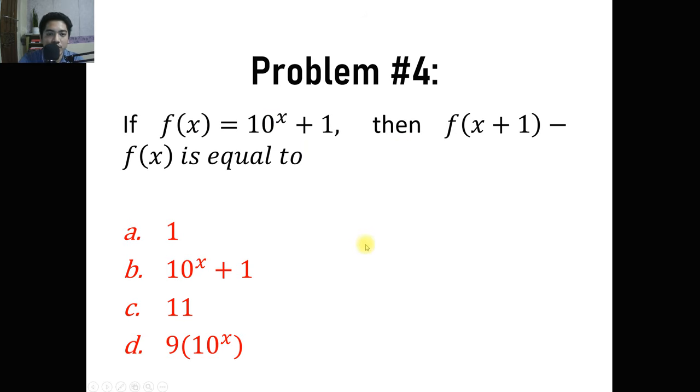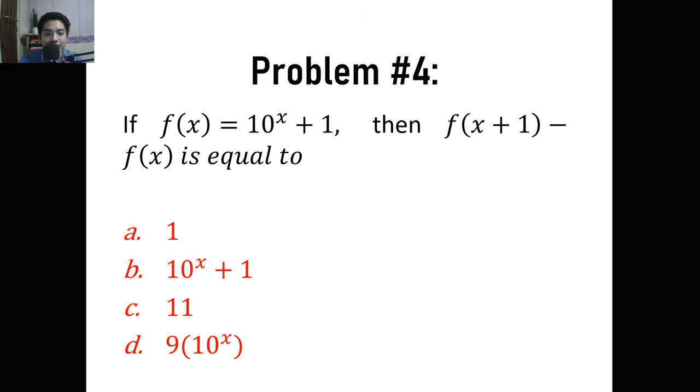So in order for us to calculate this problem using the calculator, what we are going to do is assign a value of x so that we can compute the numerical value of f of x plus 1 minus f of x. And whatever x we use in getting the value of f of x plus 1 and f of x, we're going to substitute in each of the choices. And if they have the same values, then that is the answer.